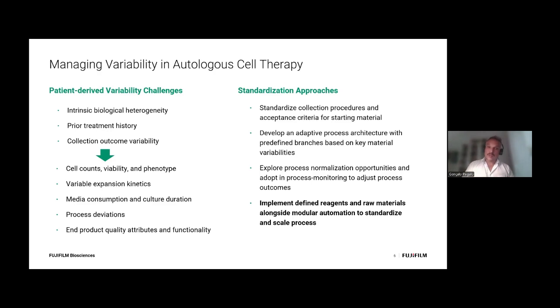So people will develop different approaches to standardize this, by standardizing collection procedures, developing adaptive process architectures, exploring process normalization opportunities. But clearly, if the starting material is very diverse and variable, if we can mitigate and offset some of that variability by resorting to defined reagents and to automating the process, definitely that's the way to go.